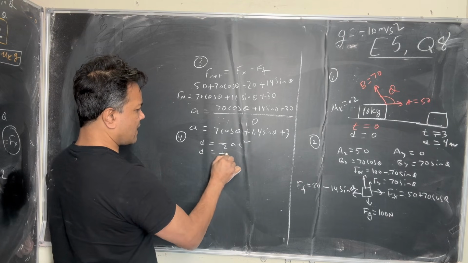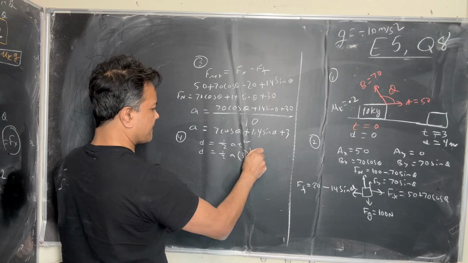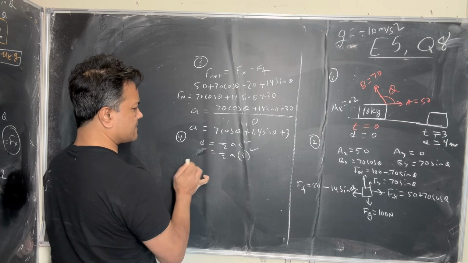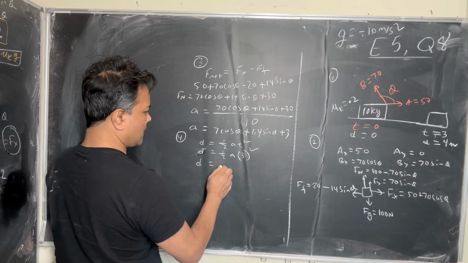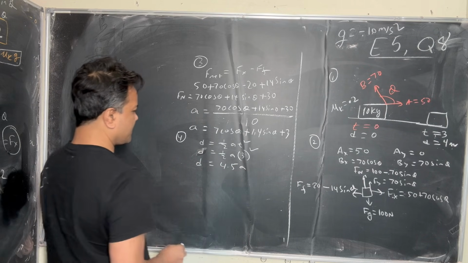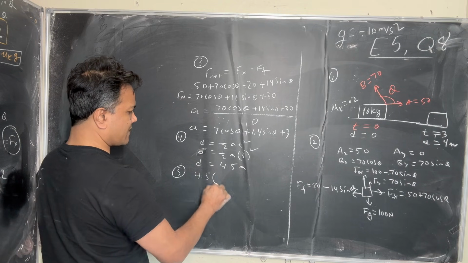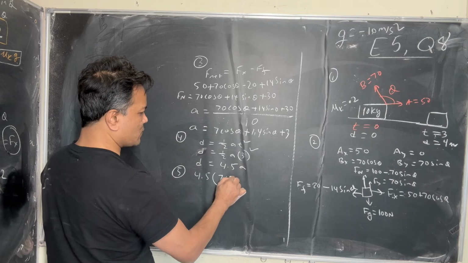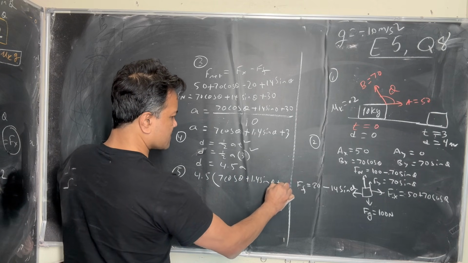Step 4, d is equal to half a t squared. D is equal to half a at time 3. D is 4, right? We don't have to put that. D is equal to 4.5 a. Step 5, 4.5 a is equal to 7 cosine theta plus 1.4 sine theta plus 3.